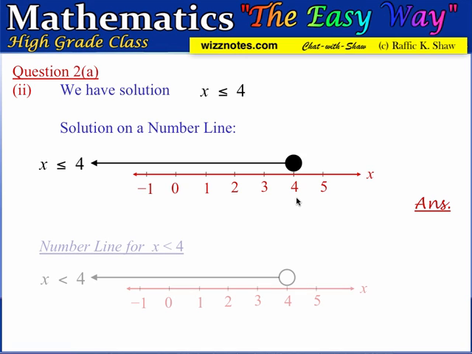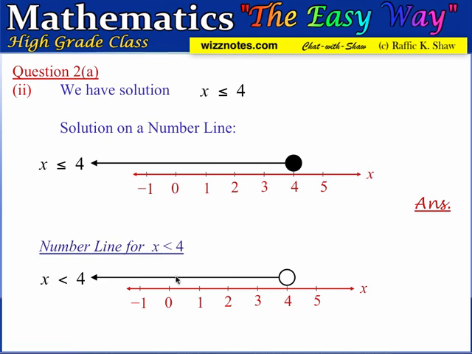Just to emphasize the point, let's show what the number line would be if we had x less than 4. If our number line was for x less than 4, then what we would do is put an unshaded circle on the 4. The unshaded circle on the 4 means that 4 is not a part of the inequality. We only want values that are less than 4. And so since 4 is the boundary value for the inequality, we put an unshaded circle on 4, and the unshaded circle means that 4 is not included.